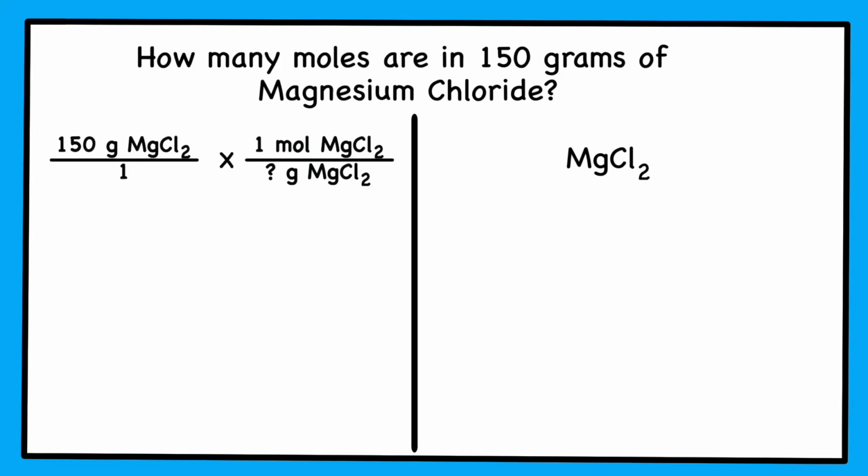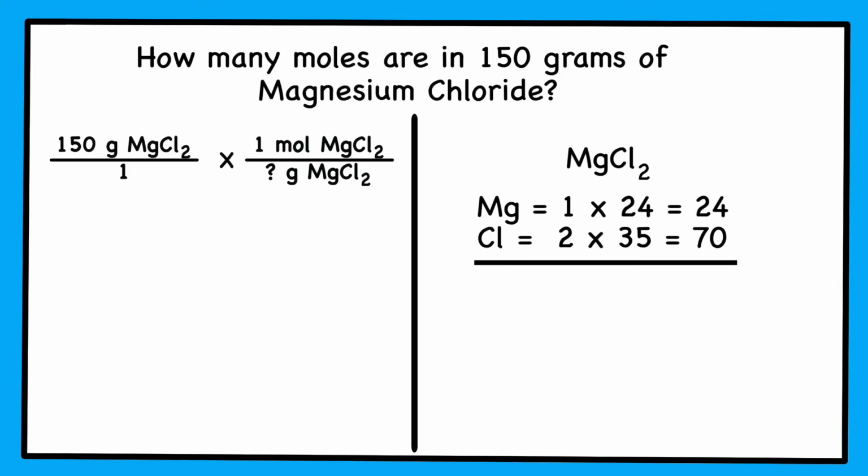So if we set up our atomic mass table, we have 1 magnesium atom and its atomic mass is 24 atomic mass units. So we're going to write 24 down. Then we have 2 chlorine atoms, each at 35 atomic mass units. So then 35 times 2 is 70. Now we just sum up our 24 and our 70 and we get 94 atomic mass units. Now we can take that 94 atomic mass units and put that into our formula.